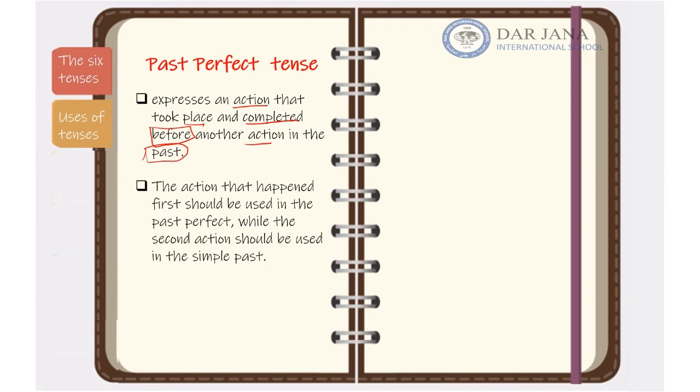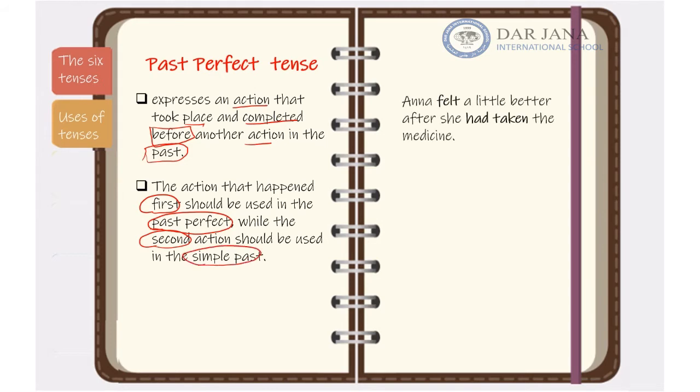The action that happened first should be used in the past perfect, while the second action should be used in the simple past tense. So here's sort of a problem for some students, because they need to compare them and see which one happened and ended before the other occurred in the past. All right? So the one that happened first, we use the past perfect. The one that happened second, we use the simple past tense.